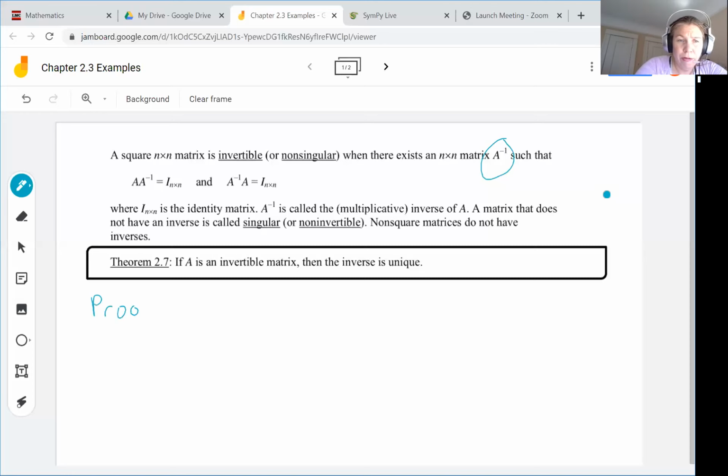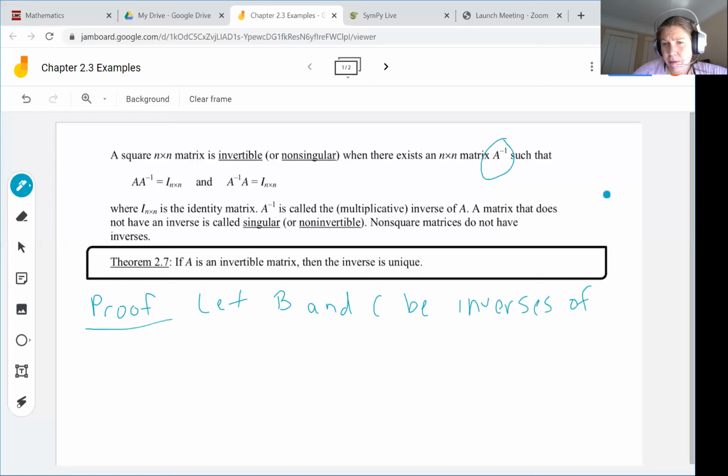So we're going to start by supposing that there are two inverses of A. So we'll start our proof by letting B and C be inverses of A. And we're going to see, can they be different matrices or not. All right, so since they're both inverses of A, then matrix B times matrix A is the identity, and matrix A times matrix C is the identity, because we can multiply here in either order.